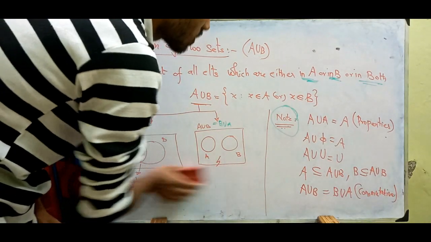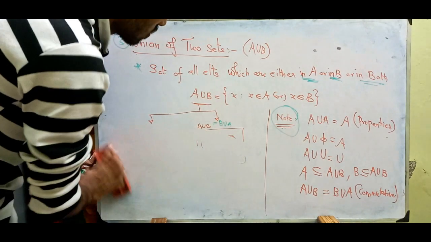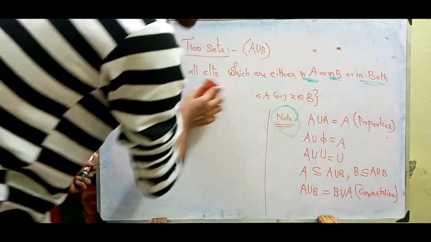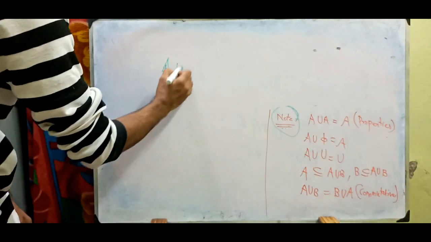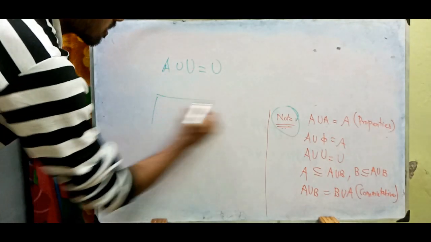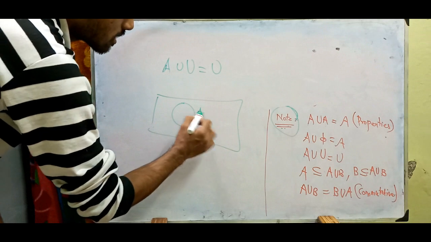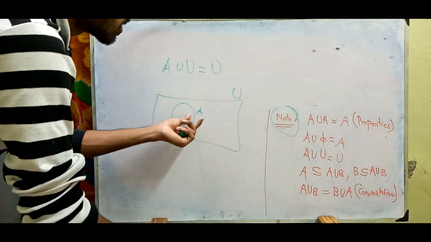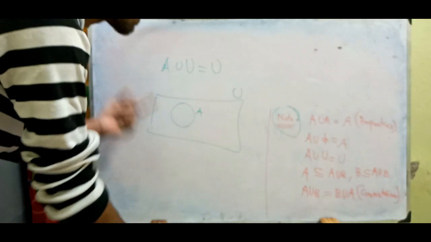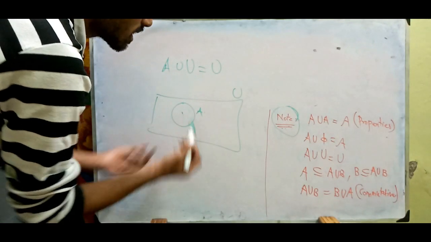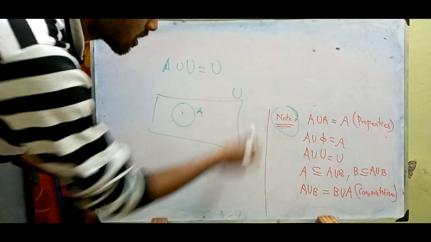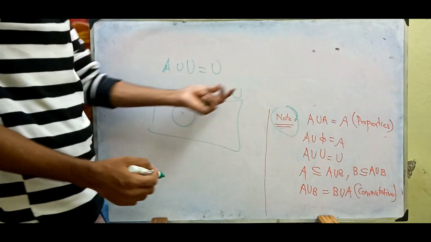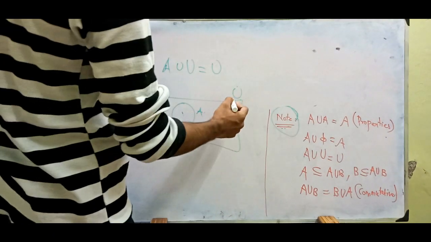So A union universal set is U. I'm going to tell you how that is. See, A union U is the universal set. Let us take this is A and this is U. Okay, so if I add this set A to U, I contain the whole set. So the whole bigger set which I got is U, the universal set.